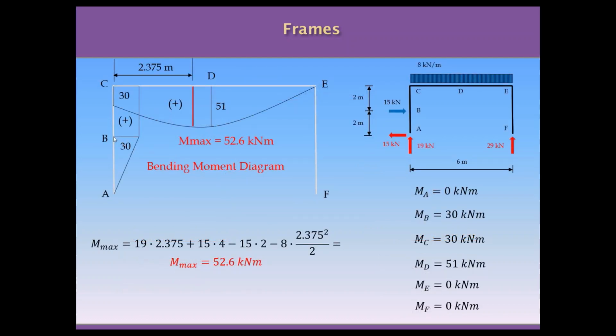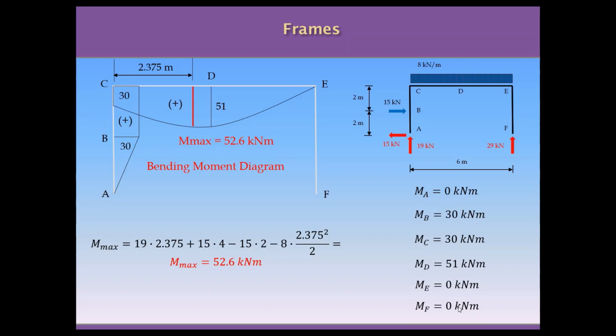So once we have all the values of the moment, we can sketch the bending moment diagrams, and this is the result. We can use the distance we have worked out from the shear force diagram to locate the maximum moment. Doing the moments of the forces at the location of maximum moment, we get the maximum moment equal to 52.6 kilonewton meter. This will be useful for us to calculate the maximum bending stress.